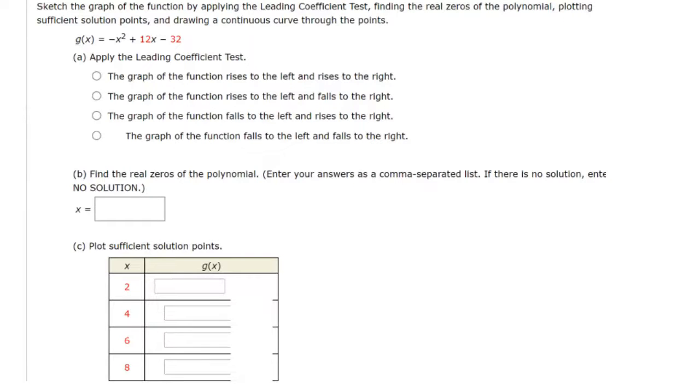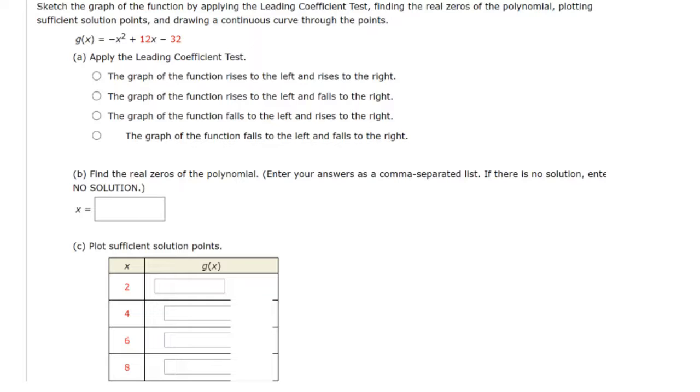So the leading coefficient test says that if your leading coefficient is a positive value, depending on the degree of the polynomial, the graph is going to be pointing up on both left and right. If the leading coefficient is a negative number, and again, the degree of our polynomial is an even number, then the graph is going to be pointing down on the left and right. And that's what we have here.